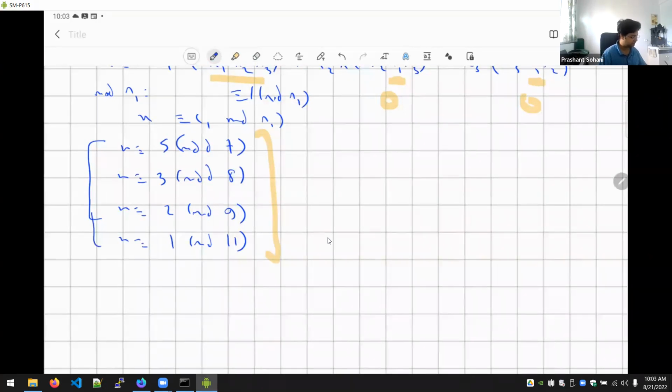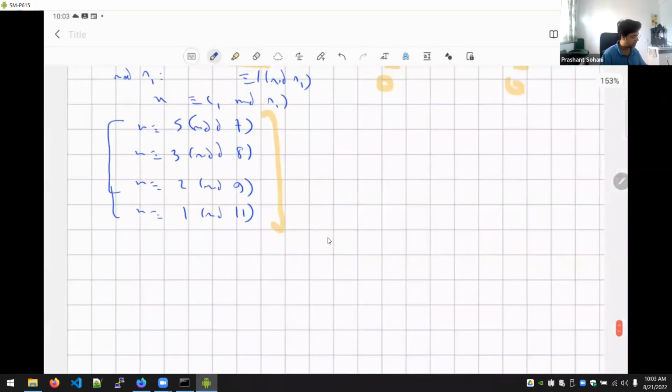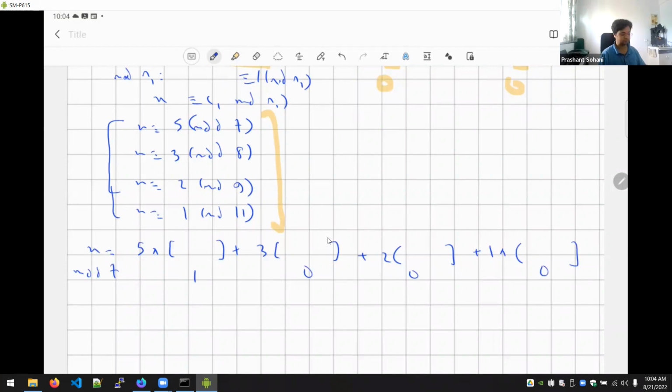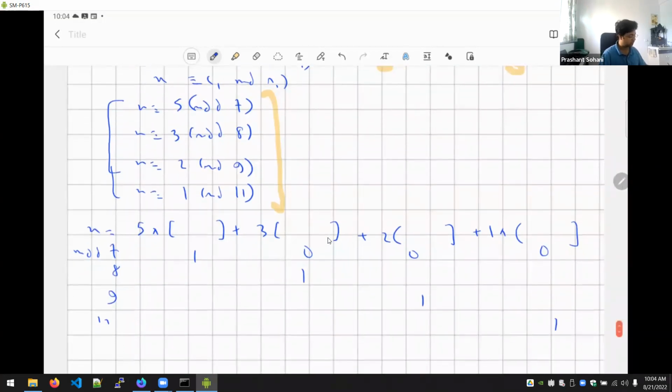Okay, so how do we get started with this? Ultimately, I want x to look something like 5 times the first Lagrange 0-1 block plus 3 times the second block plus 2 times the third block plus 1 times the fourth block, such that going modulo 7, all of these blocks should be 0 and this block should be 1, and so on. So modulo 8, this block should be 1, modulo 9, this block should be 1, modulo 11, this block should be 1. Wherever these blocks have to be 0, we just multiply them, right?